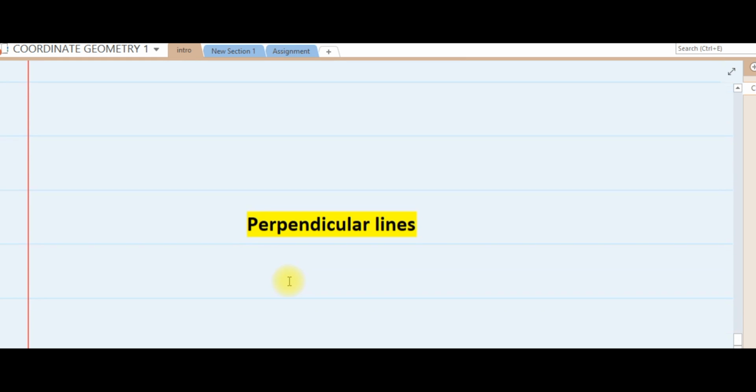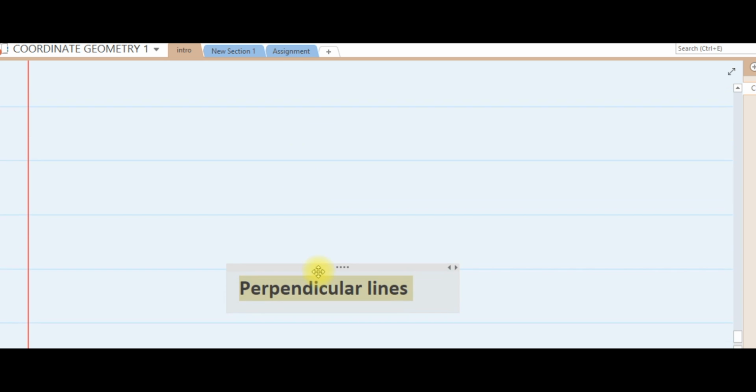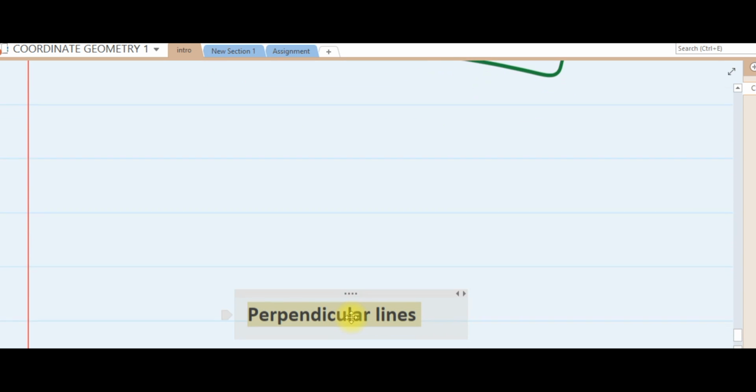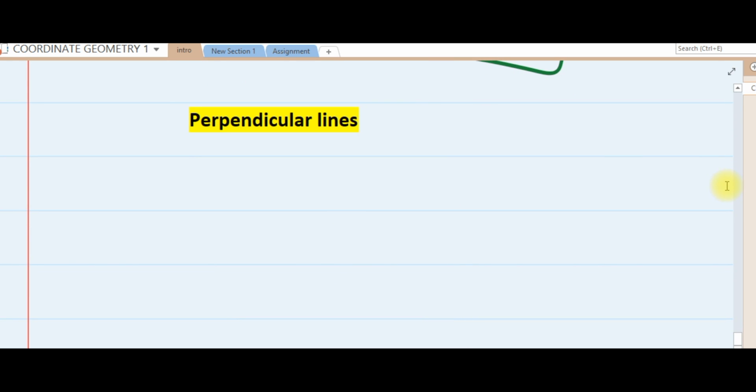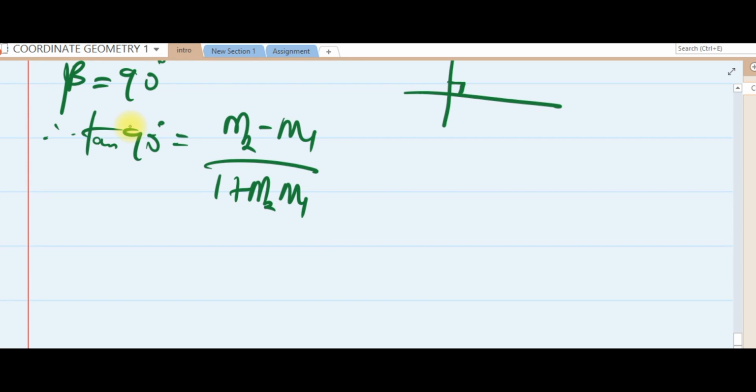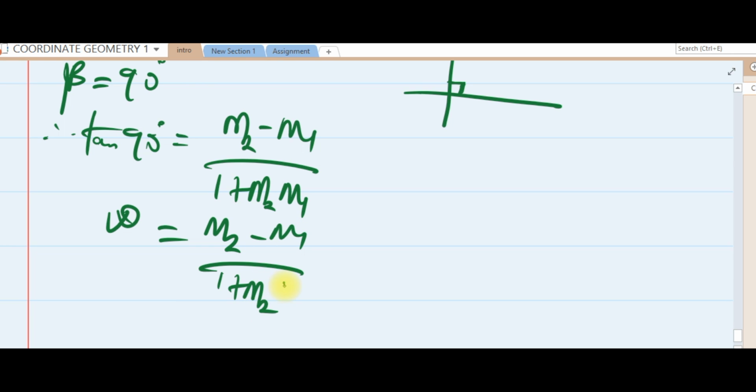But for perpendicular lines, the lines are perpendicular if the angle between them is 90 degrees. So I'm saying that beta is 90 degrees. Therefore, tan 90 is m2 minus m1 over 1 plus m2 m1. And what is tan 90? Undefined, infinity.